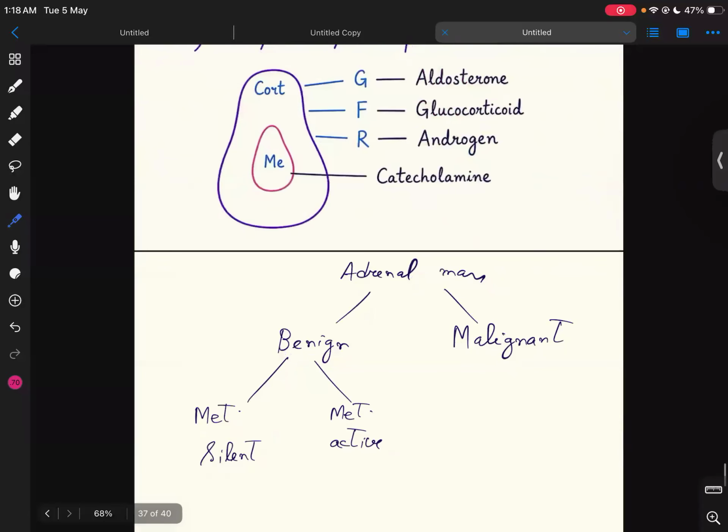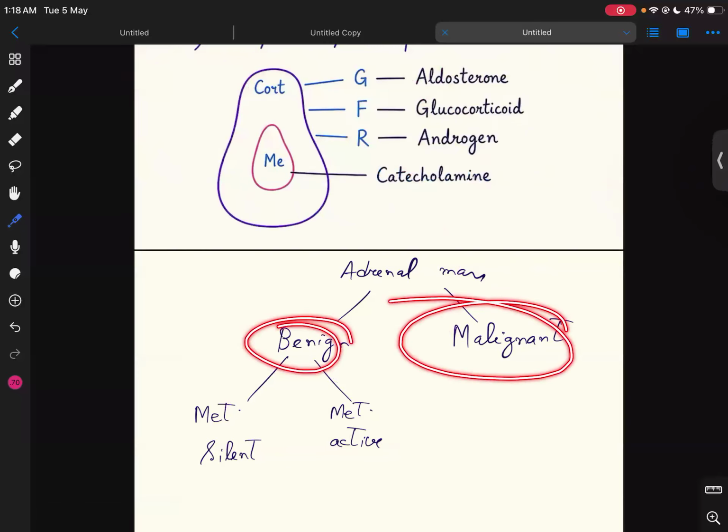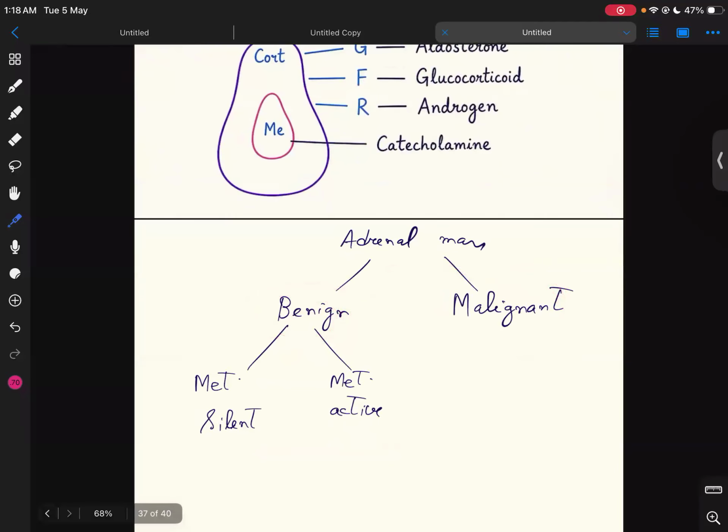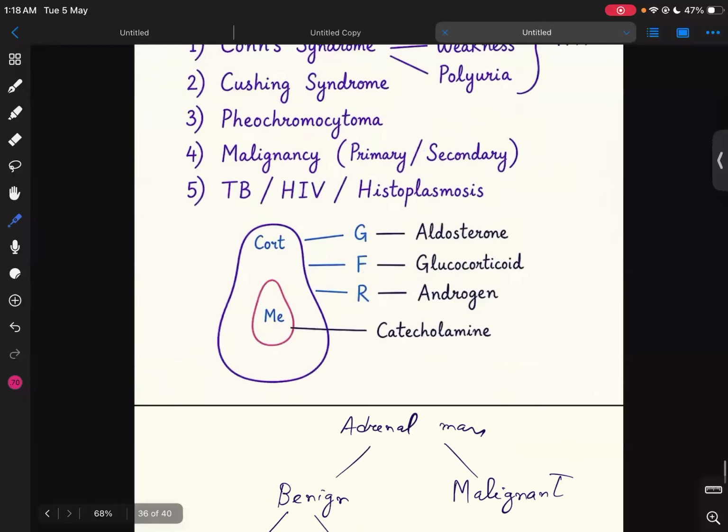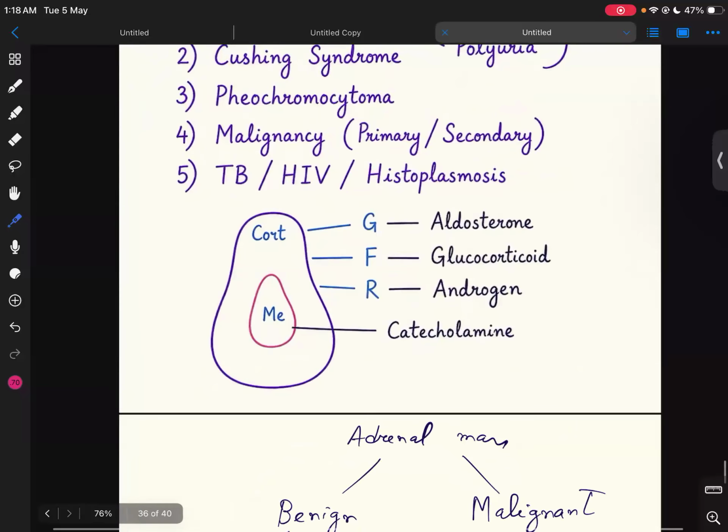The adrenal mass can be of two types: benign or malignant. In case of benign, it can be metabolically silent or metabolically active. So what are the causes of benign adrenal pathology? The adrenal gland is divided into two parts, cortex and medulla. The cortex is divided into three parts. From outside to inside, we can remember the mnemonic GFR: zona glomerulosa, zona fasciculata, and zona reticularis.